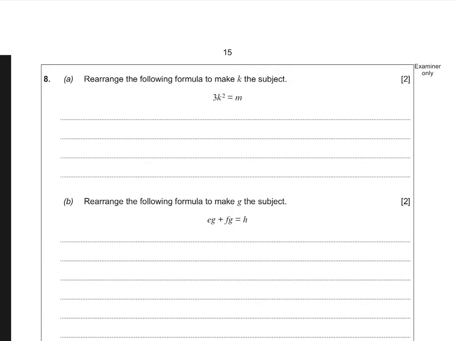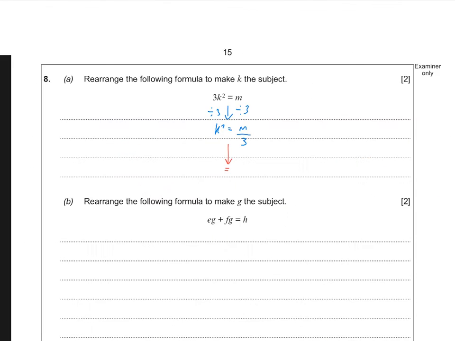To make k the subject of the formula, we need to get k on its own. So the first thing we're going to do is divide both sides by 3. So we're going to get k squared is equal to m over 3. The next thing I'm going to do is get rid of the squared. So to get rid of the squared, I'm going to square root. So that's going to leave me with k is equal to the square root of m over 3.